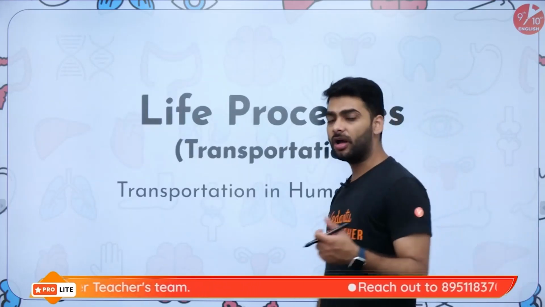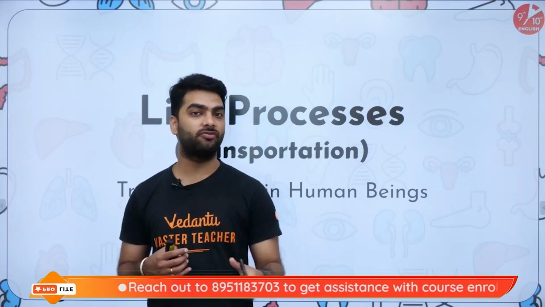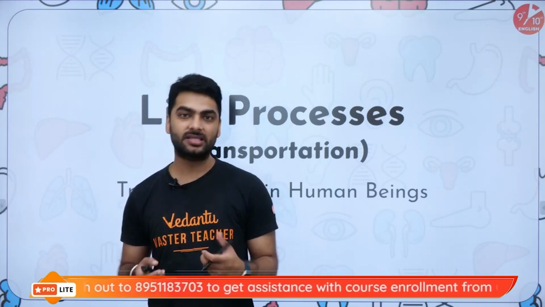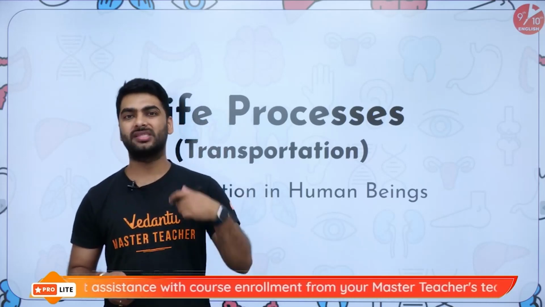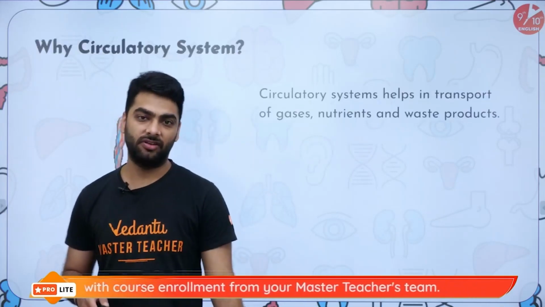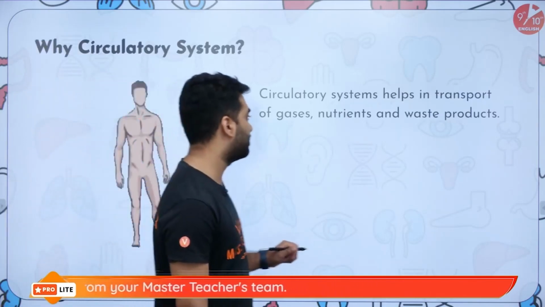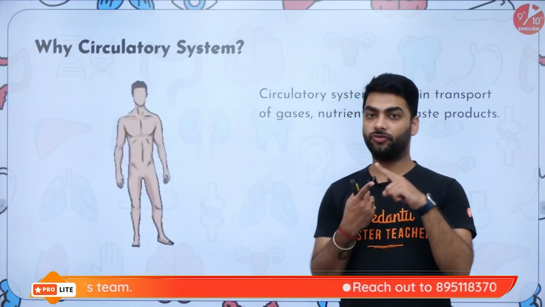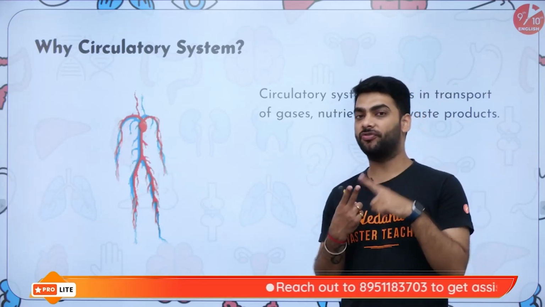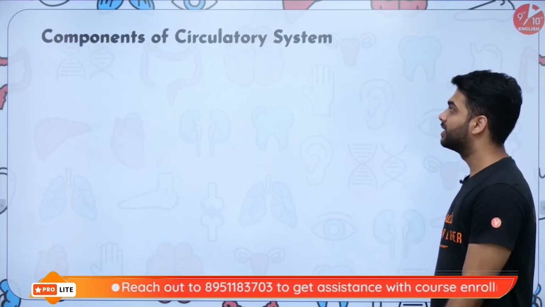Now, when I talk about the process of transportation in human beings, it is far more complex because there are a number of different organs involved. It is a more complex organism that we are dealing with, and there are also a number of tissues and blood vessels involved. The circulatory system helps in the transport of gases, nutrients and waste products. We need to transport nutrients, we need to transport waste, we need to transport gases. For this we need a circulatory system.